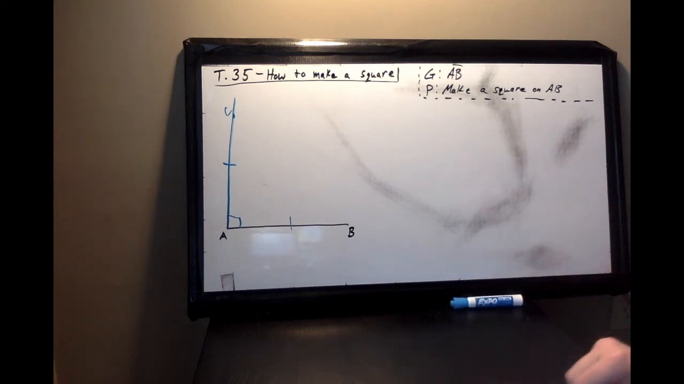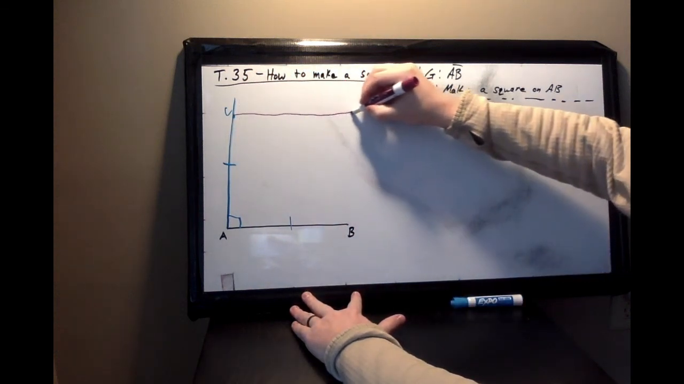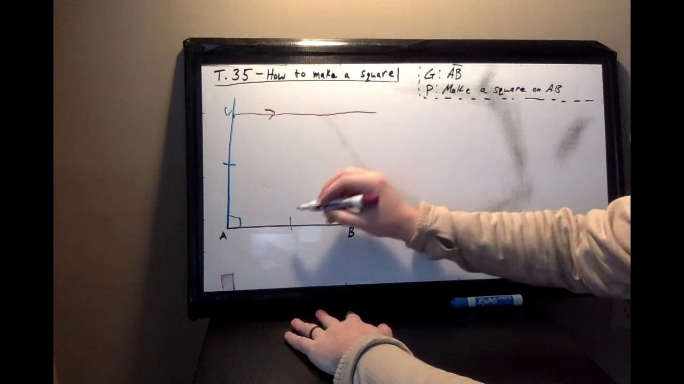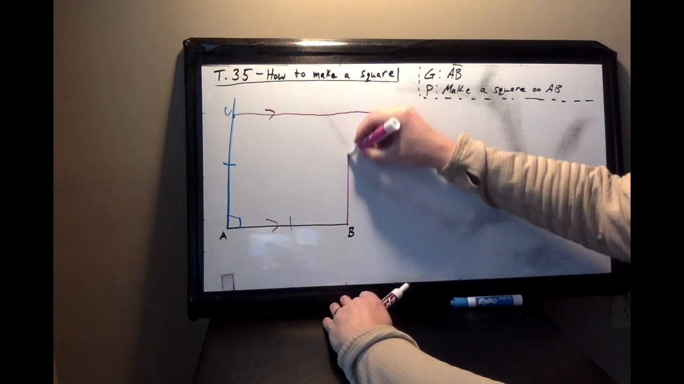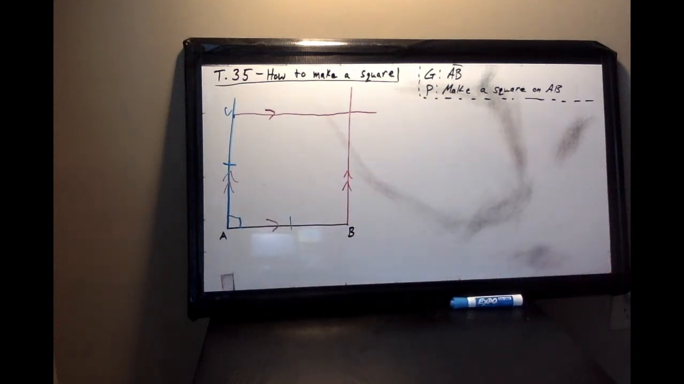Then through point C, I can draw a line that is parallel to AB. Again, this is something that we've shown that we can do before. So I'm going to draw a line through C parallel to AB. And then through point B, I'm going to draw a line that is parallel to AC. All right, cool. Now I claim that this is in fact a square.